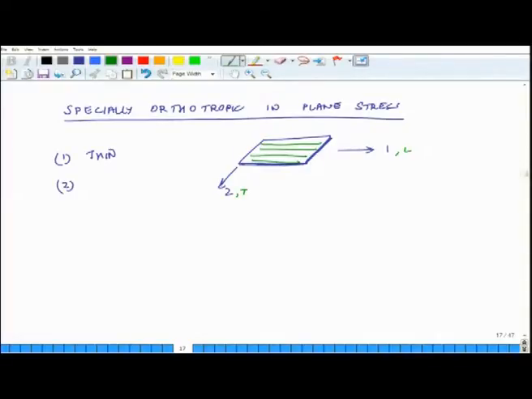And what is the meaning of plane stress? That the stresses in the thickness direction, in the 3 direction, are 0, which means sigma 33 is equal to tau 13 is equal to tau 23, they are all 0.